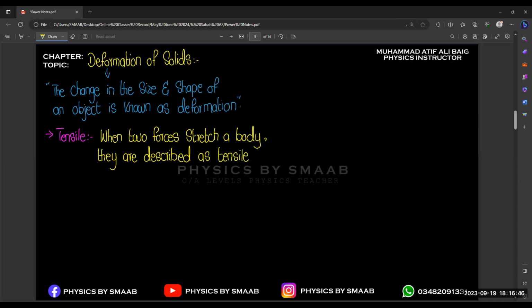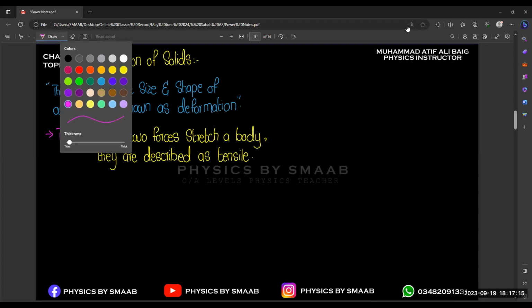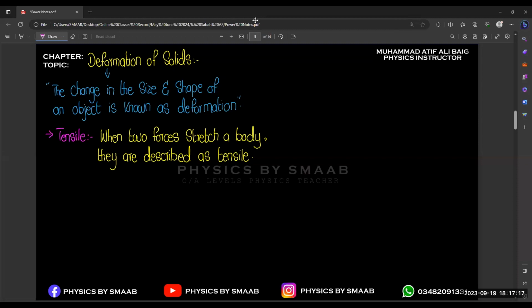That's like when it gets tense, like a rope gets tense and has tension in it. Same goes with the concept of tensile. So if they are using the term tensile, you need to know that there are two forces which are going to stretch a body, right? Just like the concept of tension. But in tension, we know there is only one force. But in this, we have two forces, right?